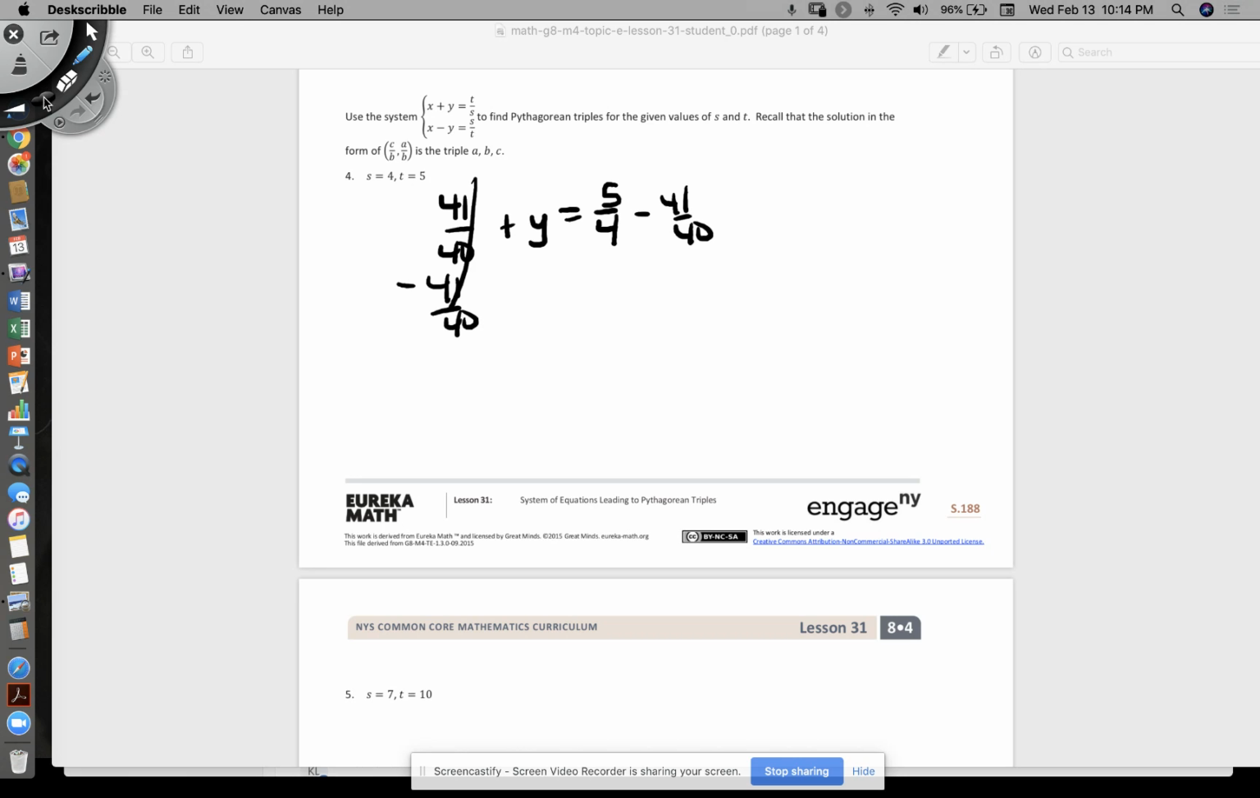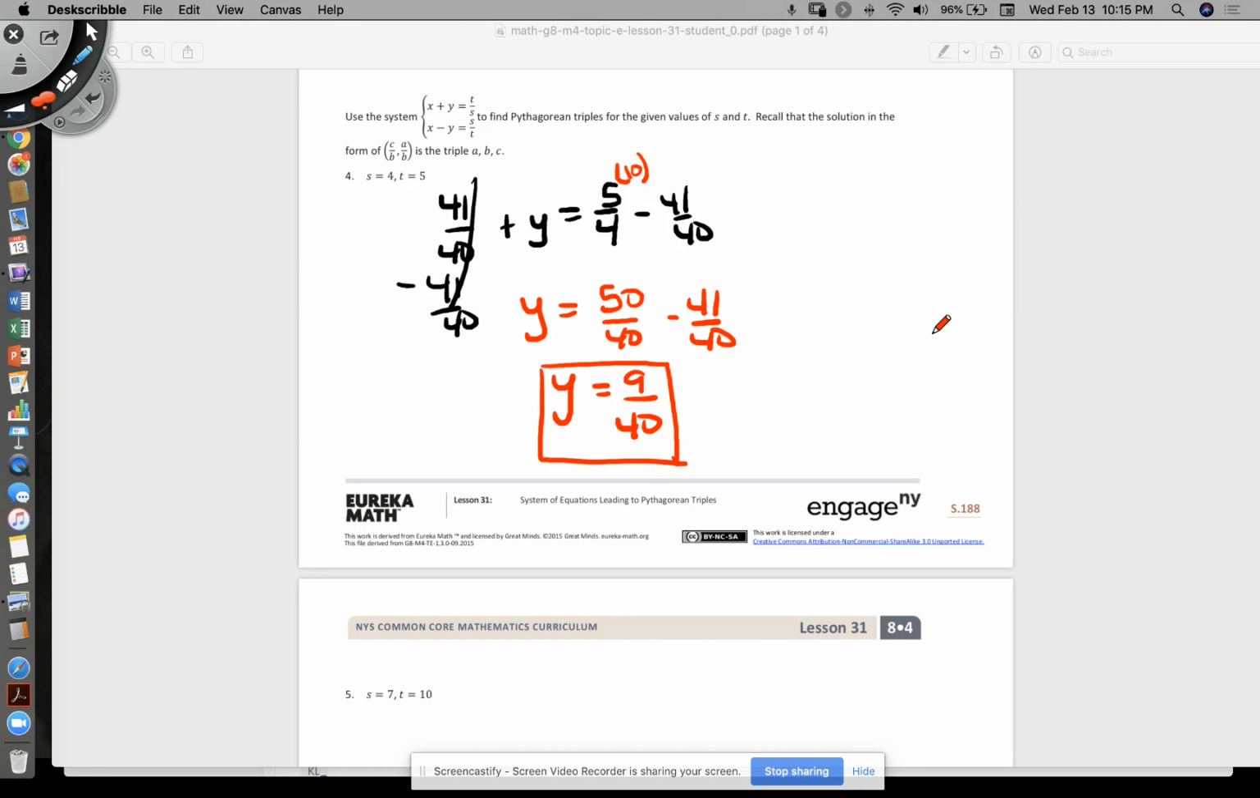That cancels. And I wind up with y equals this. Now, I'm going to make my denominator be out of 40, so I'm going to multiply this whole fraction by 10. So I'm going to get 50 over 40 minus 41 over 40. And so my y equals 9 40ths. So there's my two answers for this problem.